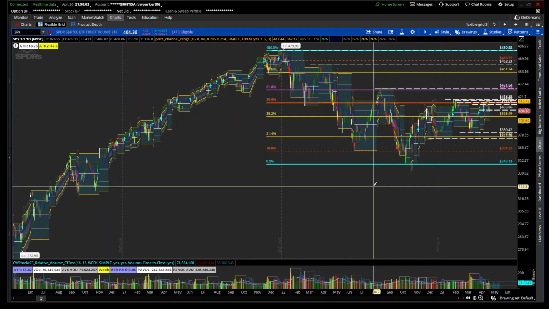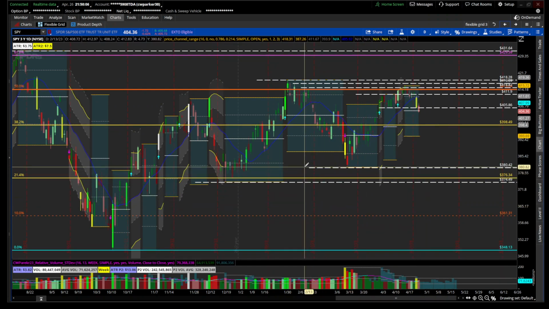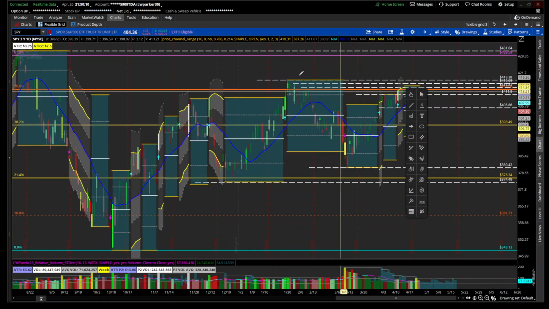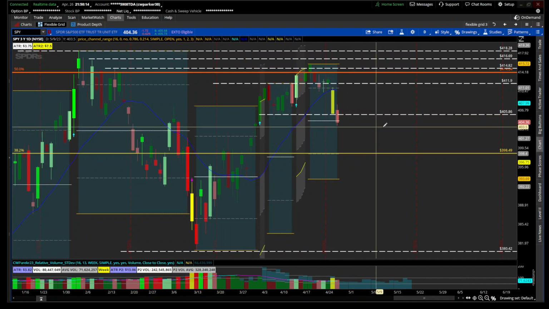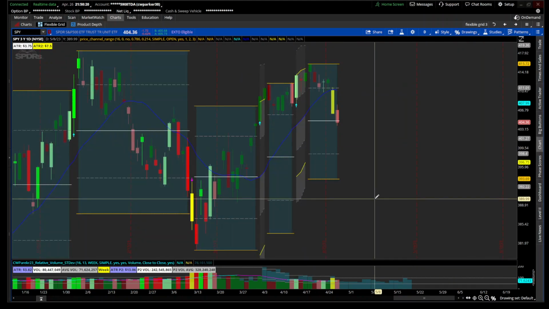And this is what it looks like on a daily. This is the S&P 500, and right now I have it set for 16 days. Let me get rid of my drones for a moment so we can see this a little more clear.